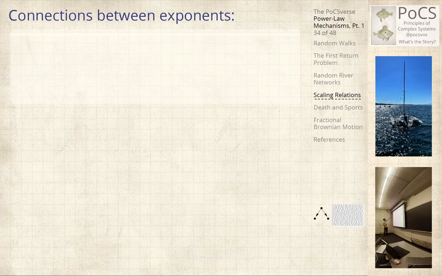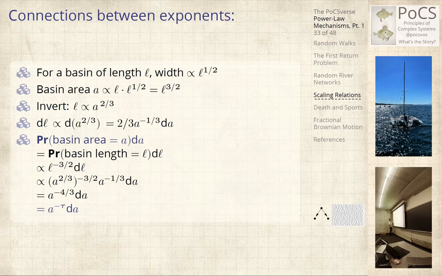Okay, so what I showed you is these connections between exponents, and there was this little derivation where we said, okay, I know this is a lot, I'm just going to tell you, but we've got base and length. So if you randomly go to a point on, like, the Amazon or, say, the Mississippi basin for the US, the Nile.